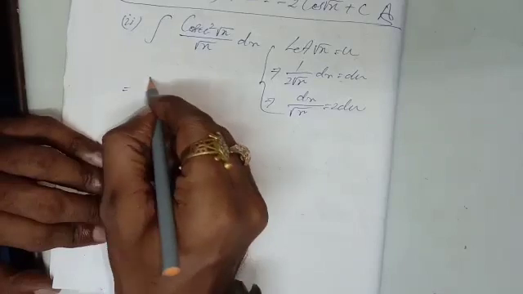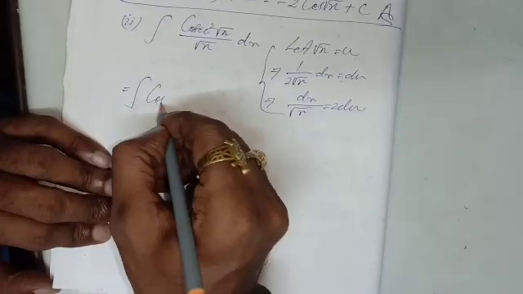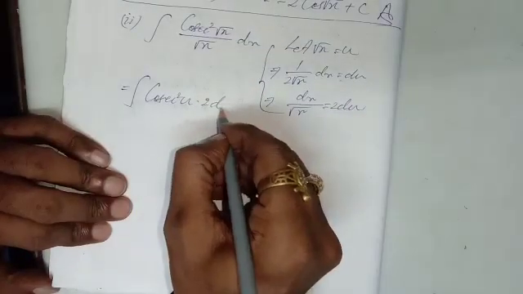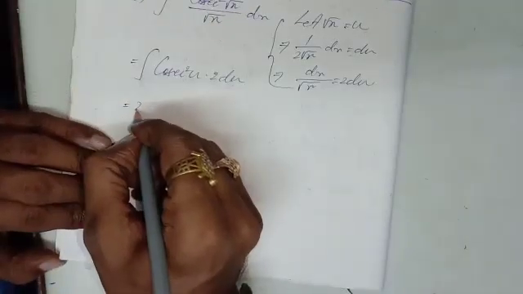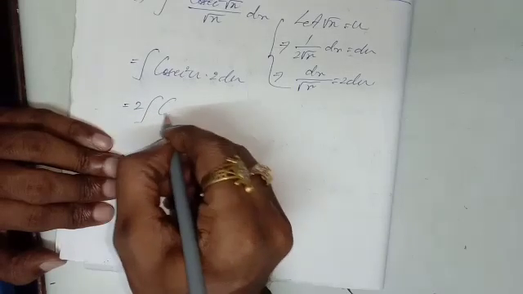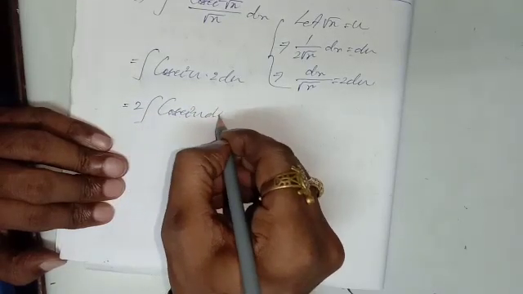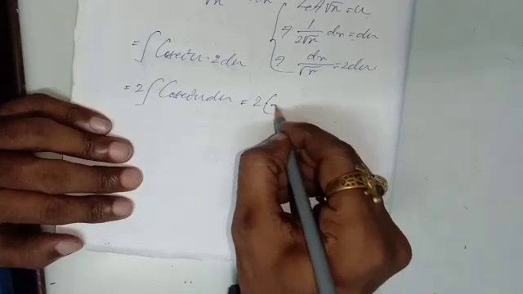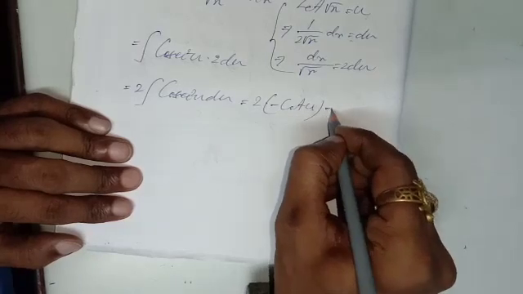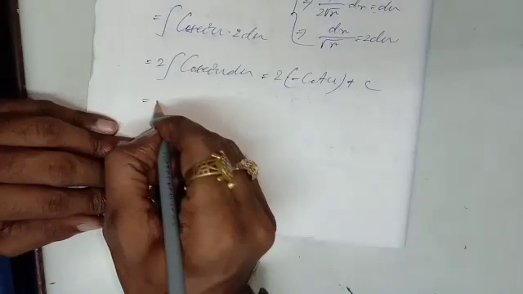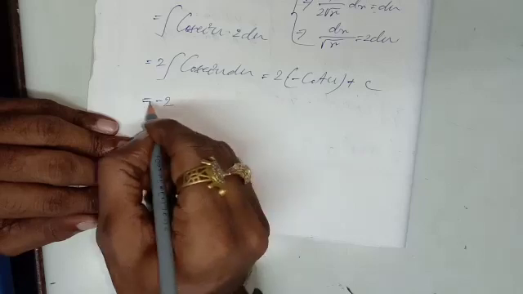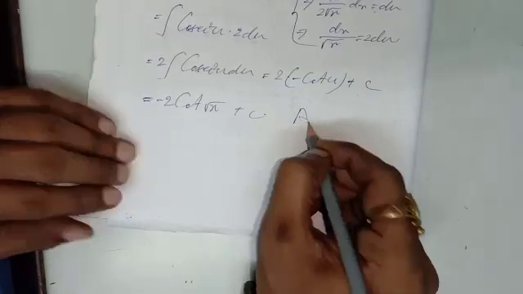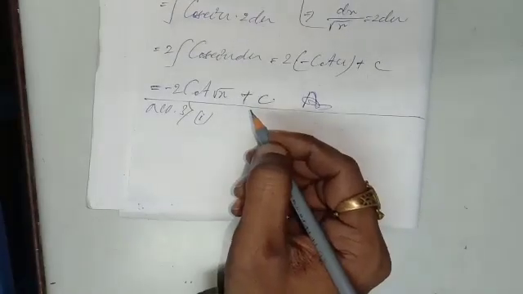Now replace all. This will be converted to cos square u and dx by root x, that is 2 du. 2 taken outside, integration cos square u du. What is the integration of cos square u? That is minus cot u plus c. Now final answer is minus 2 cot u, u means here root x, plus c. This is the answer. Next question.